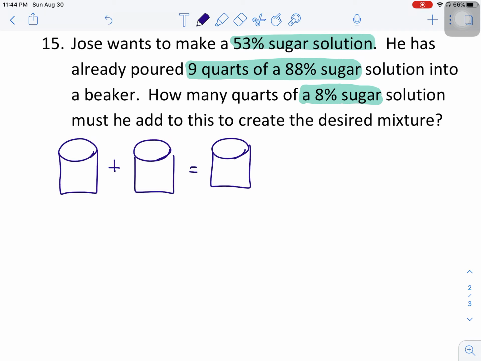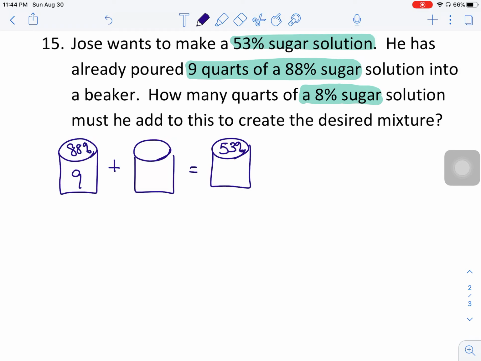So when you're doing this, if you're going to set it up like this, there are actually 2 spaces in these problems. One space is going to be your percentage. The other space is going to be your quantity. So I know my percent for what I want to create is 53%. He has already poured 9 quarts, so 9 quarts is my quantity, of an 88% sugar solution.